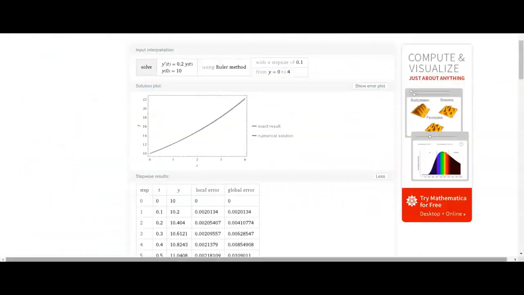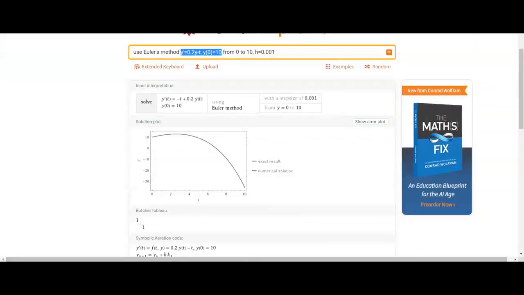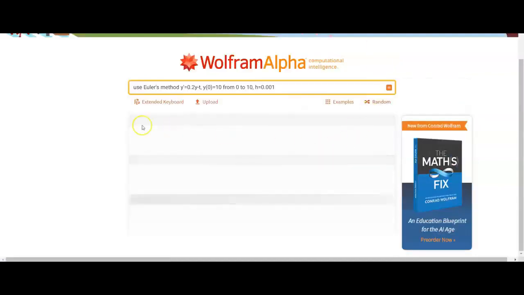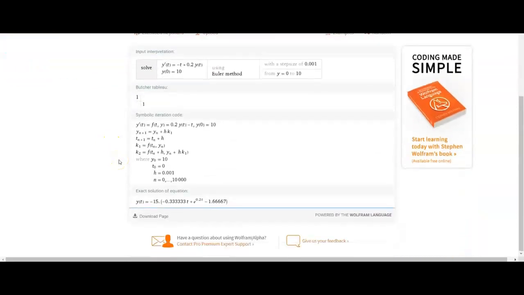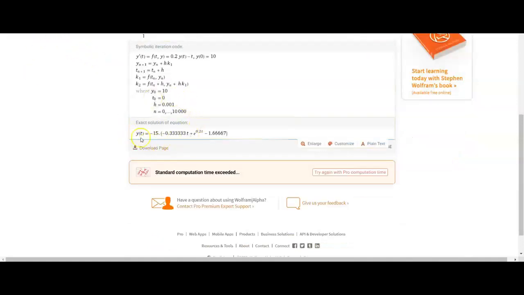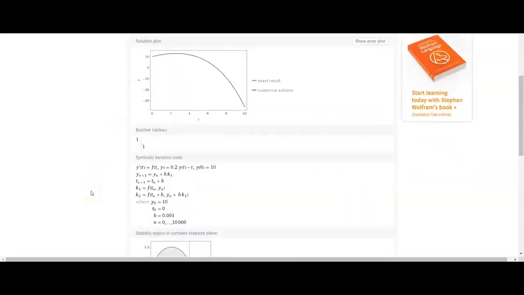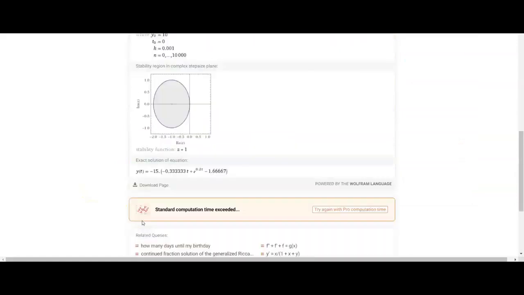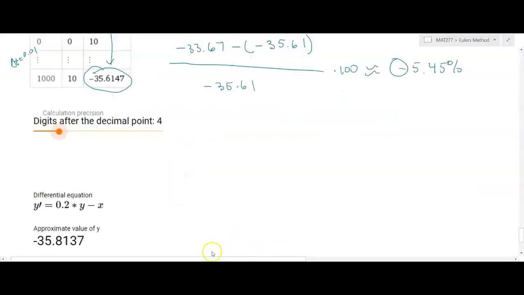Now, one of the things you may notice with using this applet is that if you try to decrease the step size too much for some functions, unless you have a paid version of the software, it may not necessarily produce what you're looking for. So this one here will show me some information, but it doesn't want to print the table for me. It says I'm out of computation time. At that point, I would like to default to another piece of software.